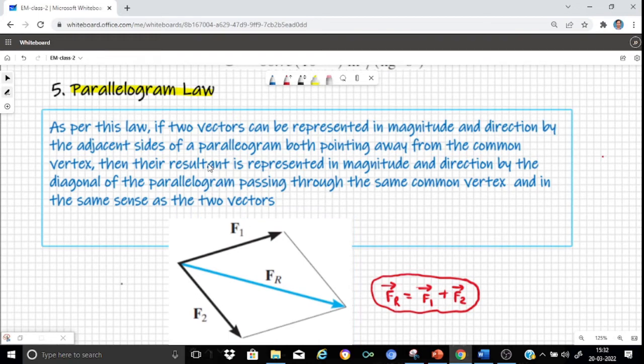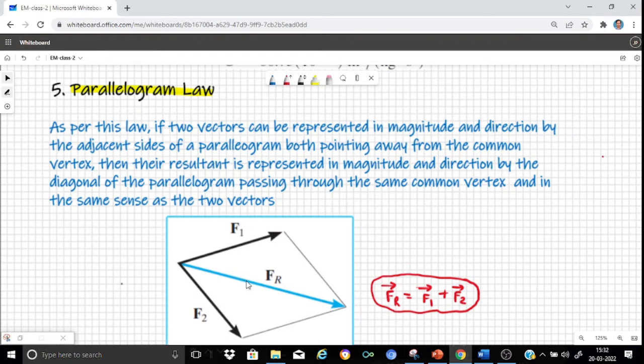Now as per this law, the magnitude and direction of the resultant of F1 and F2 is represented by the diagonal of the parallelogram as shown here. This is the diagonal of the parallelogram, and this diagonal needs to pass through the same common vertex, and it has the same sense as the two vectors.